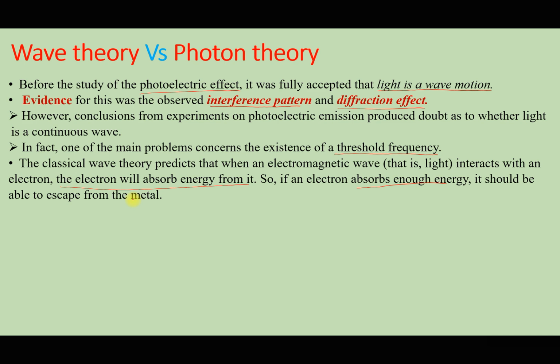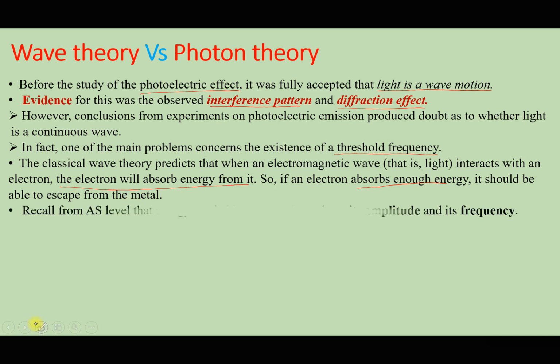Experiments have shown that if you shine light on the metal surface for whatever period of time, as long as the light has a lower frequency, photoelectric emission is not observed. No electrons are emitted from the metal surface. So this now brings problems with the wave theory.